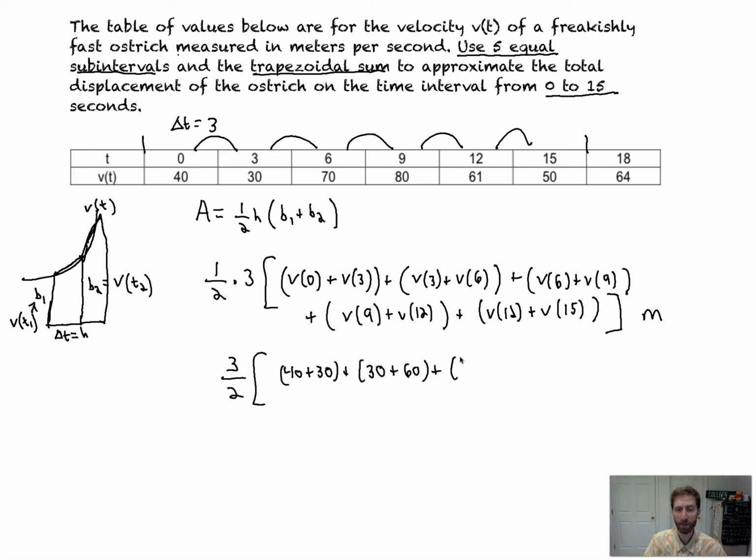Now, it wasn't plus 60. I marked that one in incorrectly. That was plus 70 right there for 6. Plus, and then we've got 70 plus 80. That was V of 6 plus V of 9. And then V of 9 plus V of 12, which will be 80 plus 61. And then V of 12 plus V of 15, which would be 61 plus 50. That's it. That's your answer if you're taking an AB or BC exam.